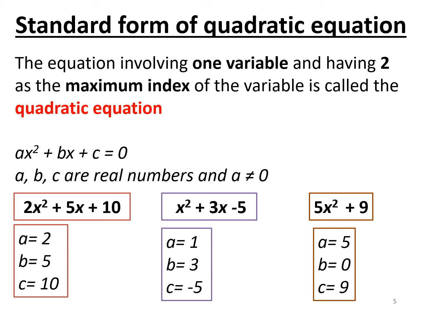Third equation, 5x square plus 9. Here we have only two terms, but when I compare it with my general equation, the value of a is 5. The bx term is not mentioned, so we say that b is equal to 0 because 0 into any variable will also give you 0. So the b term is 0 and c is equal to 9.